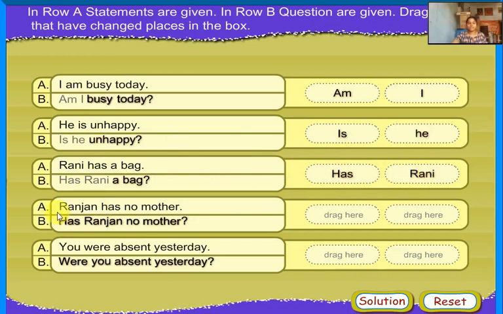Ranjan has no mother. Has Ranjan no mother? Has Ranjan? You were absent yesterday. Were you absent yesterday? Were you?